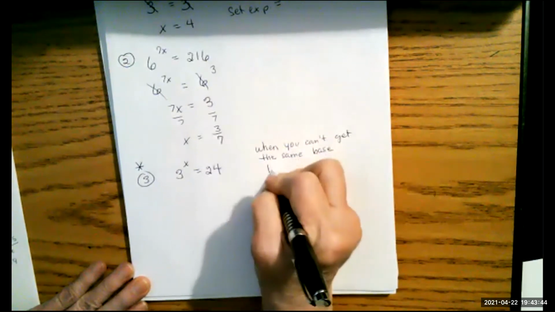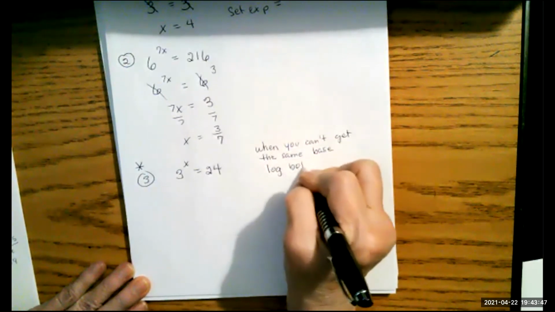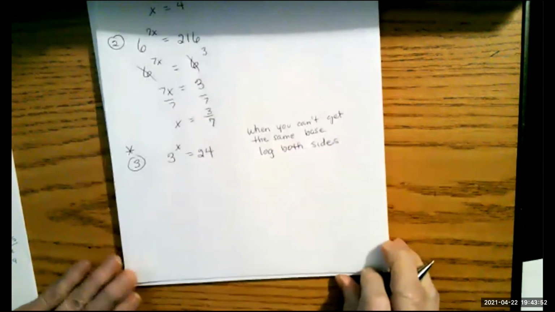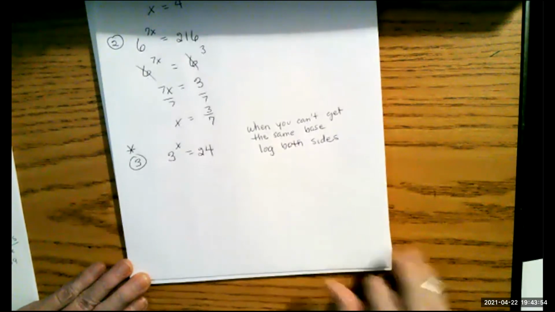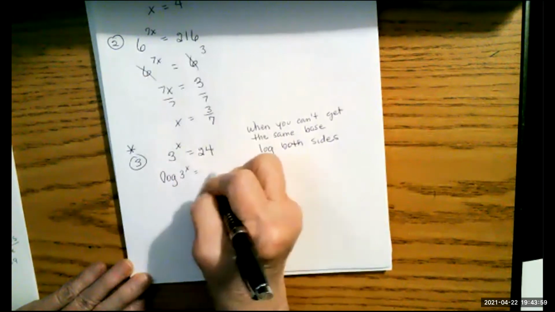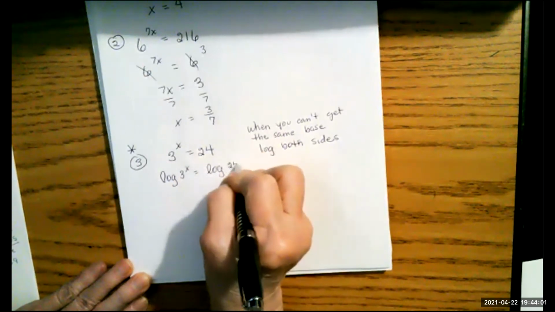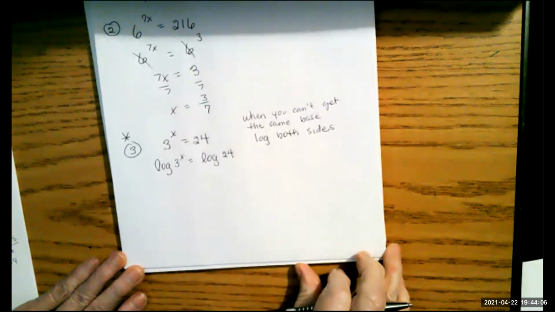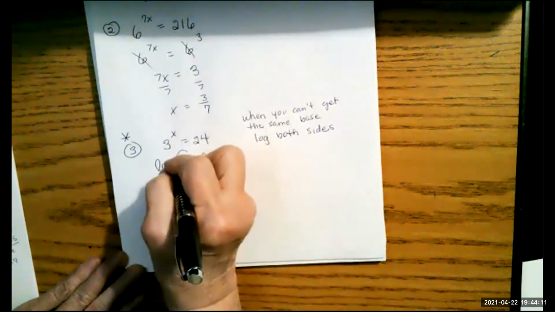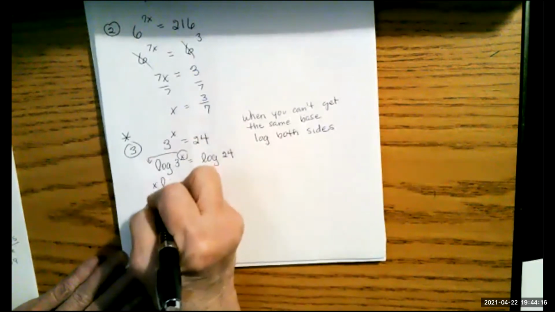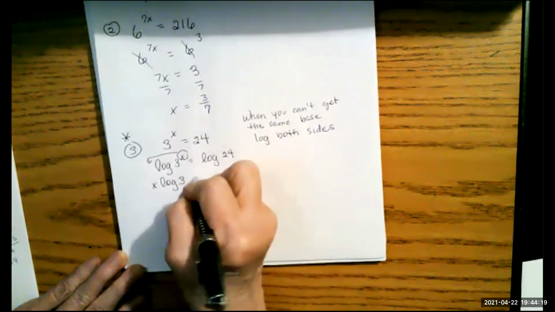then what you do is log both sides. If it has an E on it somewhere, you'd LN both sides. But we're going to LOG both sides. So I'm going to say log 3 to the x equals log 24. That's it. Well, no, we have to solve it for x. So this little x is going to come down in the front, from what we just did a bunch of.